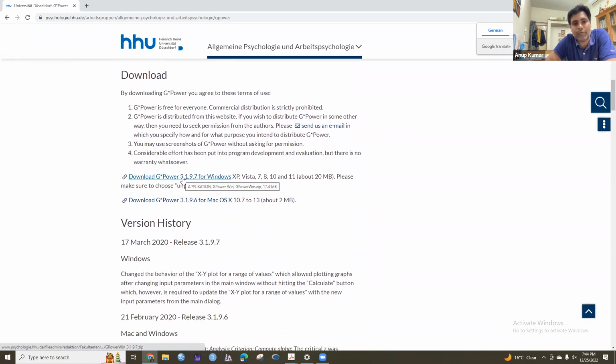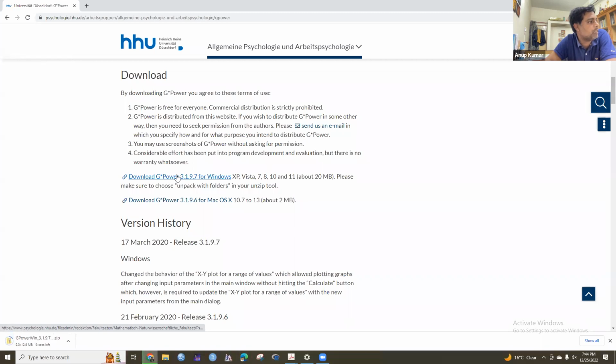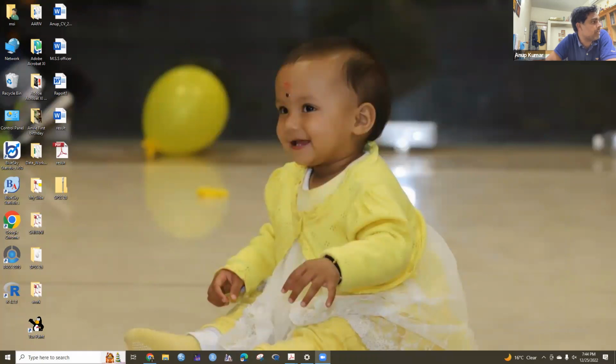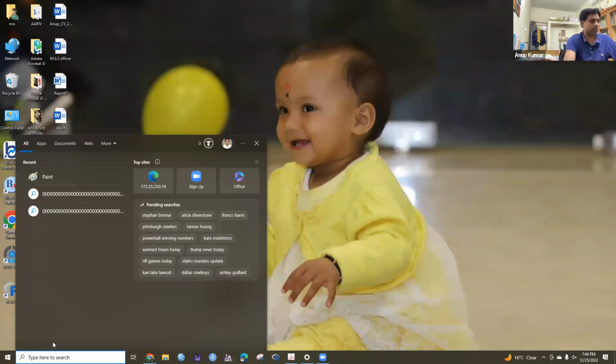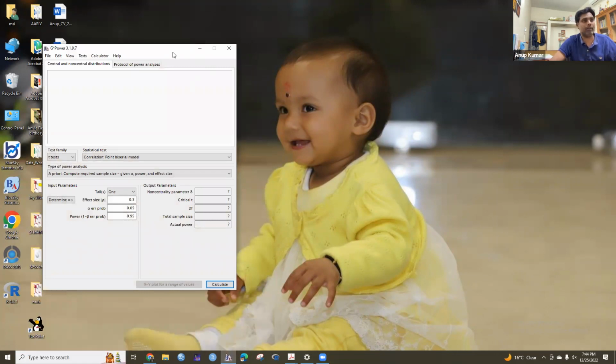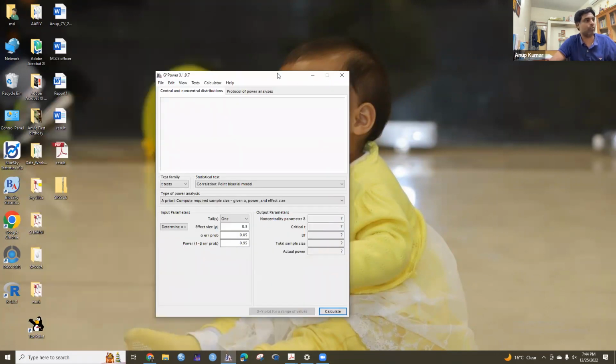This G-Power is available for Windows and Mac OS. That's why I usually recommend this software, because people usually use these two operating systems. Since I'm using the Windows version, I simply click on it, and it is a very small software. So I will simply download it. Okay. And once I download it, you can just extract it and install it. So when you open it, it will look like this.